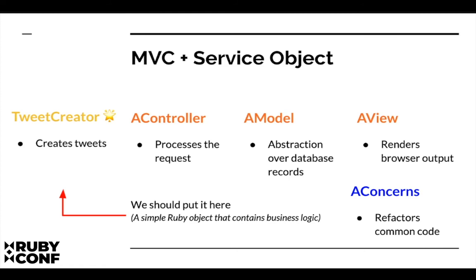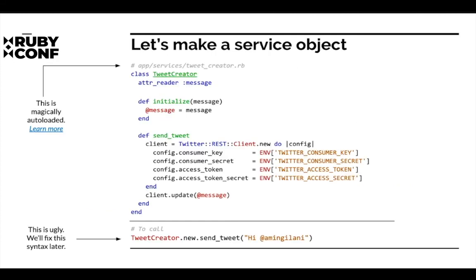So how would I go about doing this if I were doing this? Now, let's see how the code for this would actually look like. Now, if we simply create an app/services folder, and then add a file, tweet_creator.rb, this file would automatically be auto-loaded. If you have the slides, I've added a link for you to learn more about how Rails handles auto-loaded paths.